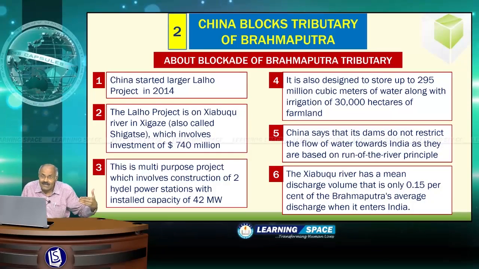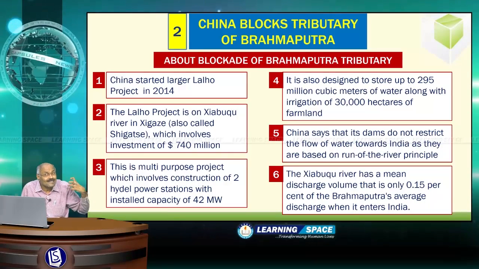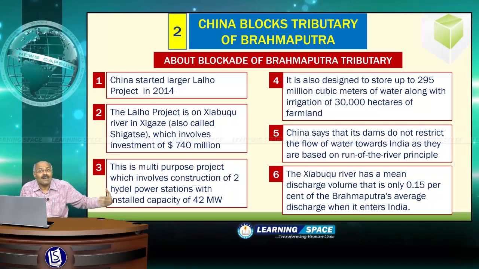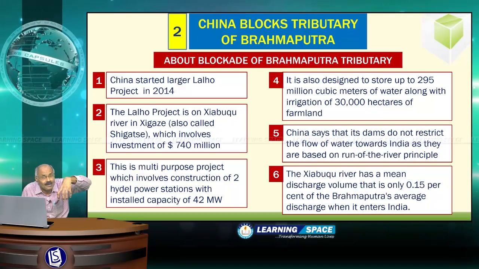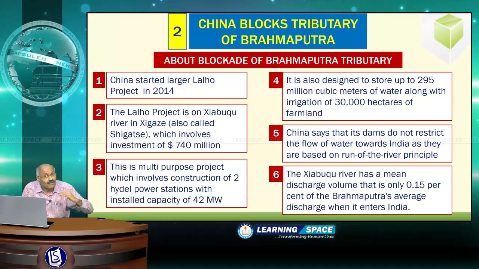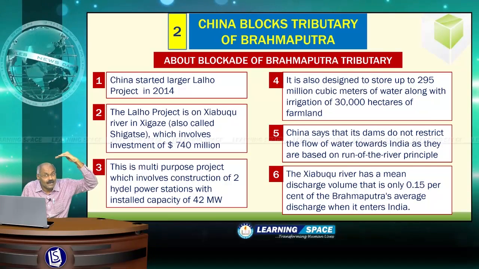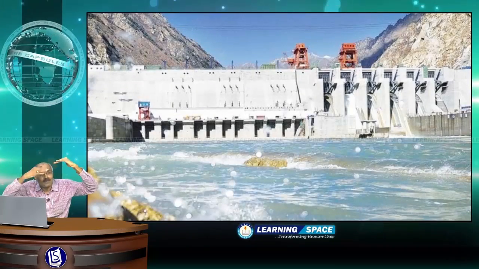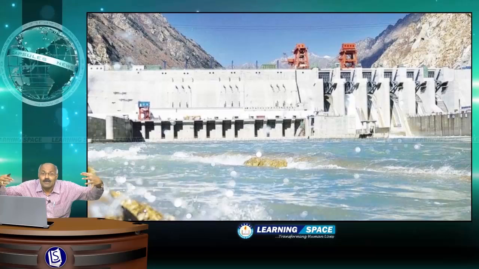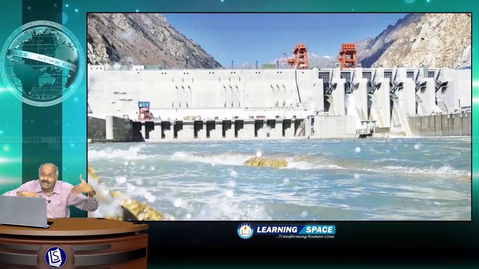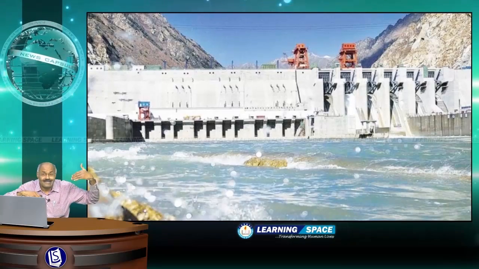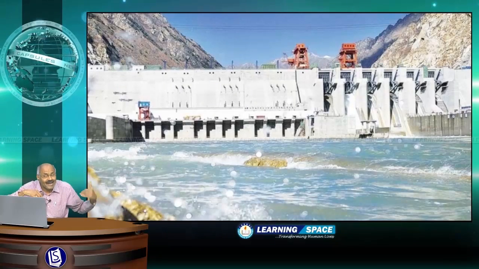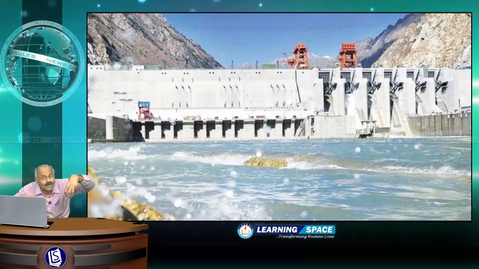And China says that its dams do not restrict the flow of water towards India as they are based on run of the river principle. Run of the river means water will be impounded for generating hydroelectricity and subsequently water will be let out. That is for non-consumptive purpose. So China says the dams do not restrict the flow of river towards India as they are based on the run of the river principle.